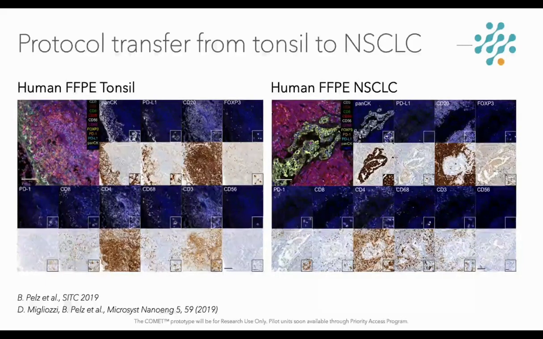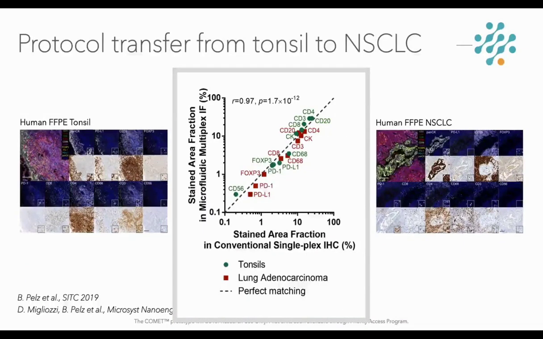Subsequently, we transferred our protocols to samples of non-small cell lung carcinomas and compared again with the chromogenic gold standard. We know that performing quantitative comparisons between chromogenic and fluorescence images is not straightforward, so we came up with two simple image processing algorithms that would allow us to determine the area of the tissue that was stained both in chromogenic and fluorescence and plotted those values in a scatter plot, both for tonsil and lung carcinomas. We could appreciate a very good correlation between both stainings in both tissue types.